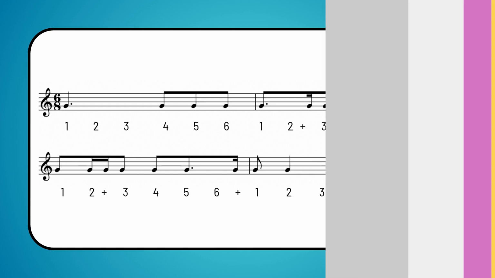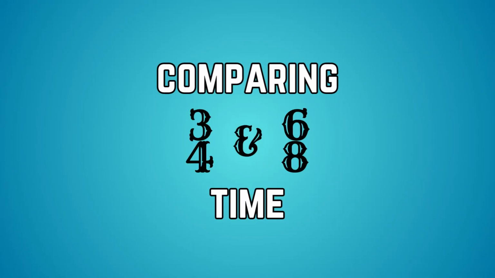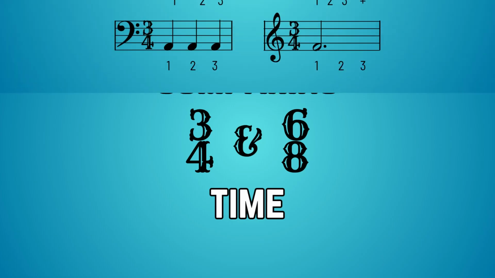Students sometimes confuse 3/4 and 6/8 because both time signatures can contain a total of six eighth notes. However, the way those eighth notes are grouped creates a different musical feeling.